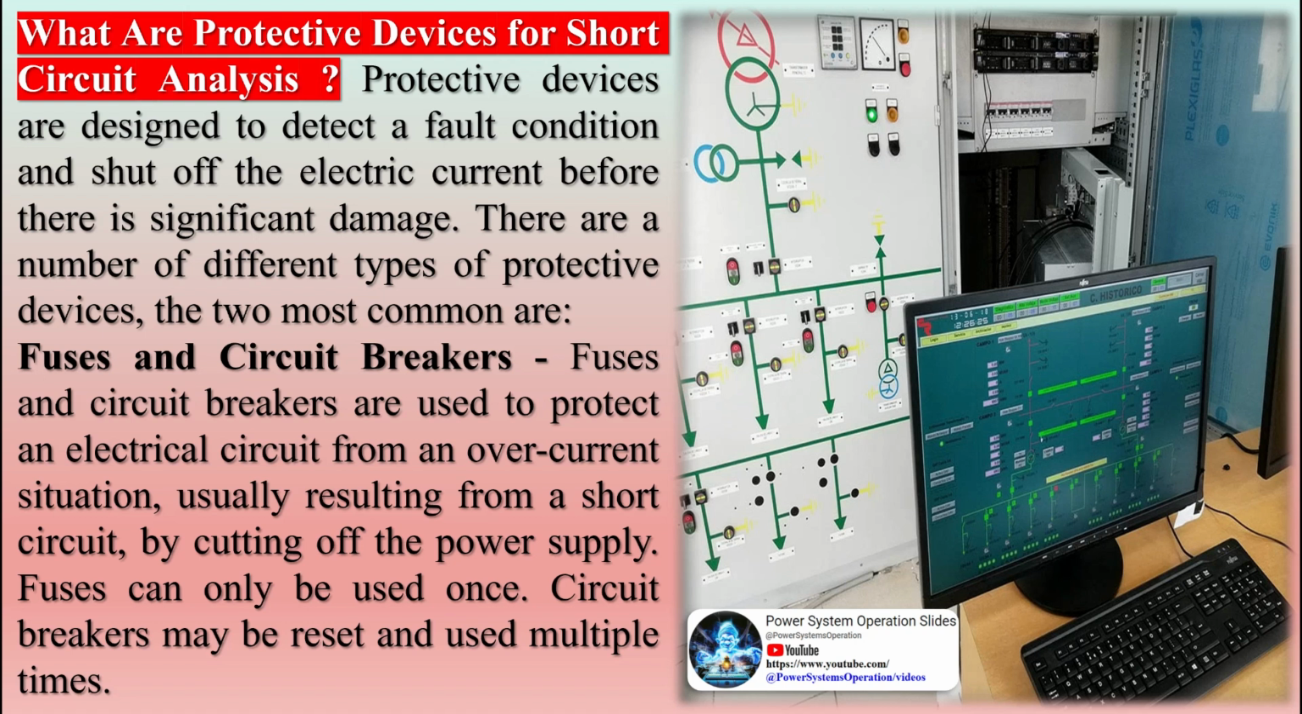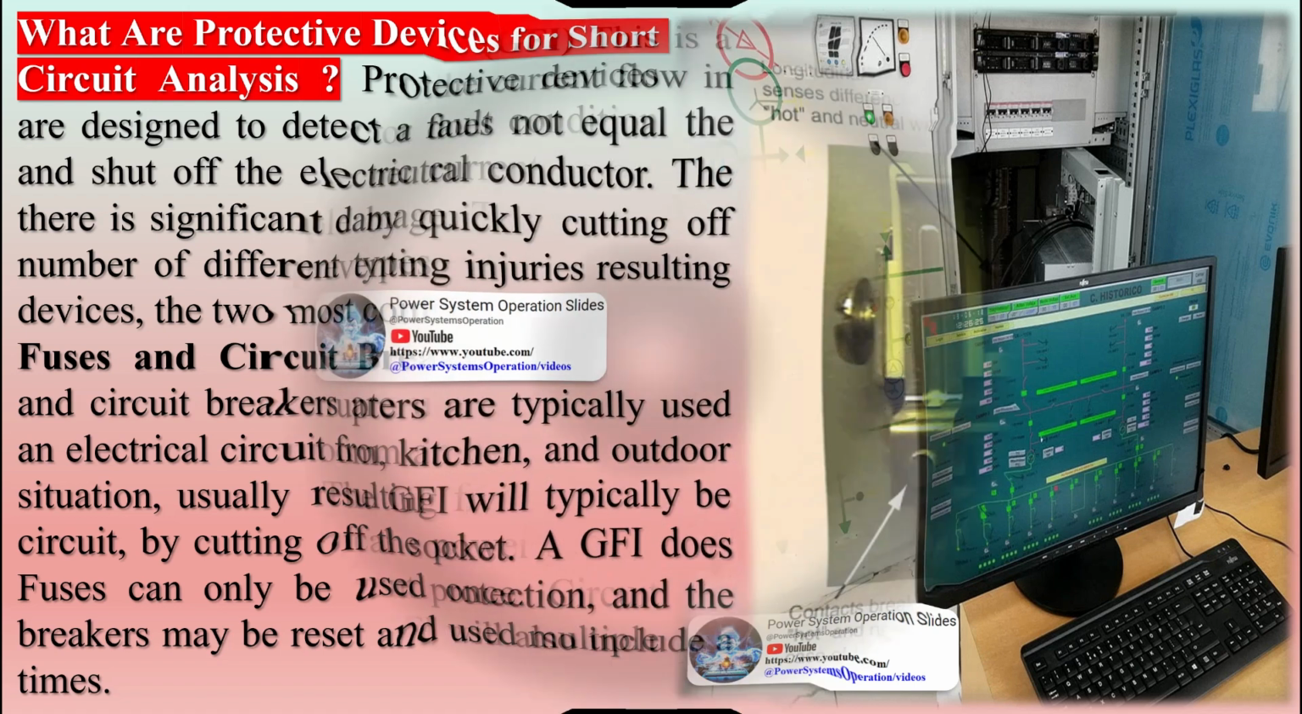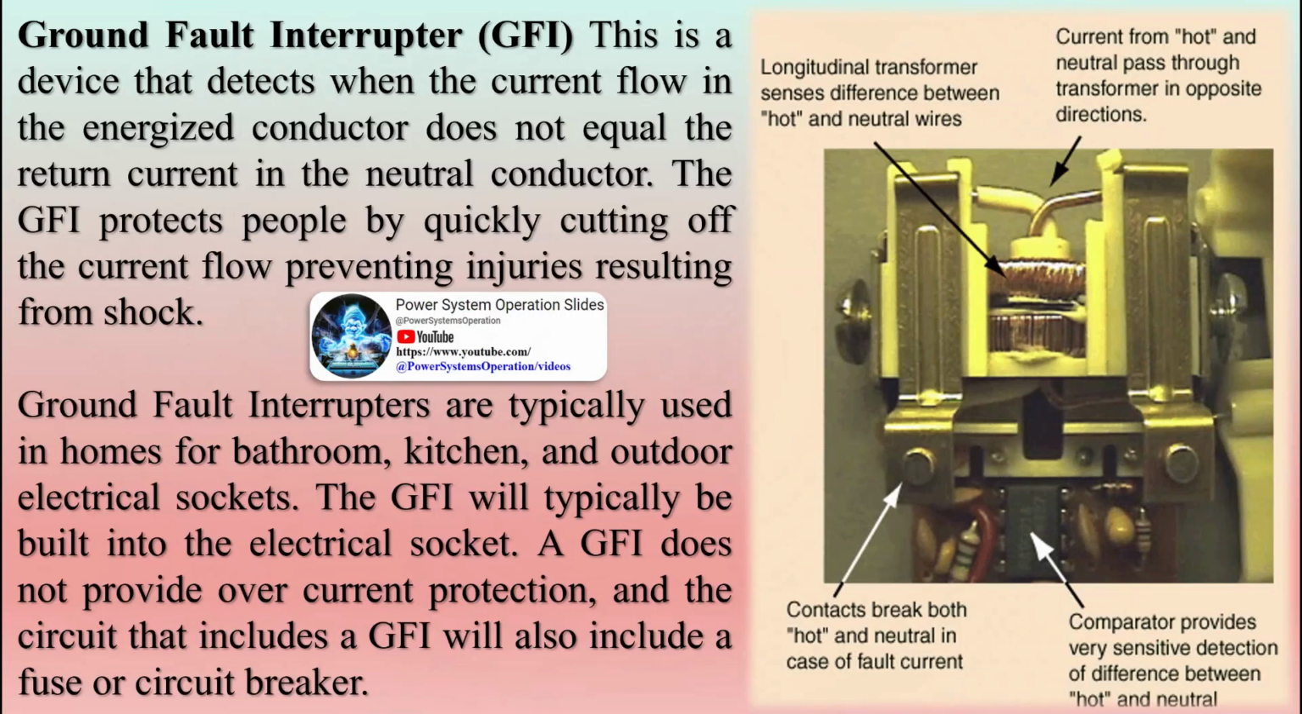Fuses can only be used once. Circuit breakers may be reset and used multiple times. In addition to fuses, circuit breakers and GFIs, there are electrical protection devices that detect changes in current or voltage levels, monitor the ratio of voltage to current, provide over-voltage protection, provide under-voltage protection, detect reverse current flow, detect phase reversal.